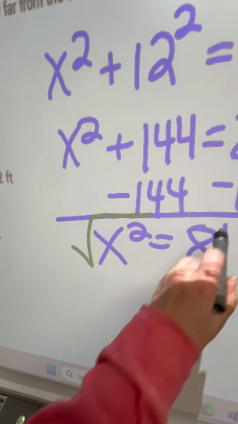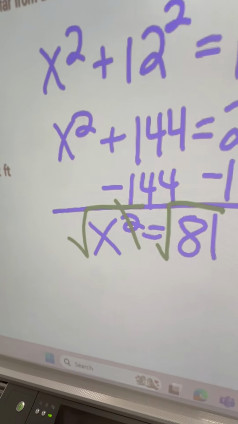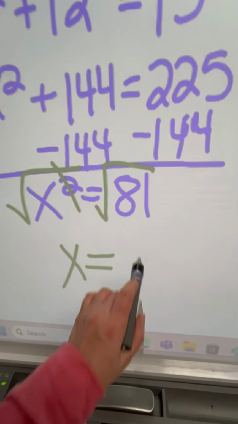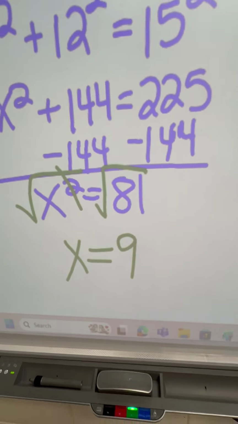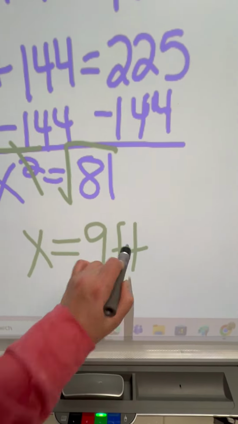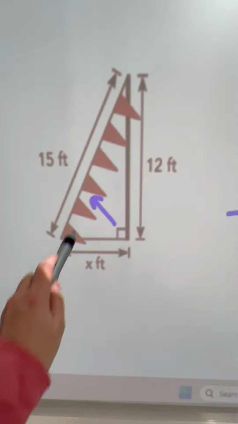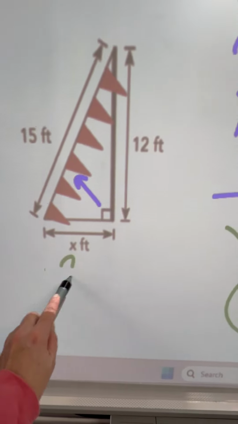Okay. Then I want to get rid of that square. Undoing squares is to square root. That cancels the square out. And if you know your perfect squares, square root of 81 is a nice old 9. And this is in feet. So the length of the banner to the pole would be 9 feet.